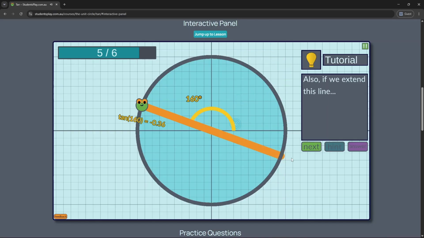Also, if we extend this line down to here, we can see that it's kind of the same line we got in the last question with negative 20 degrees. Interesting. And then also you can see how we have a 20 degrees here. So we've got some similarities there. So it makes sense to get the same answer for both. If it's the same line really, then it should have the same gradient, as long as we run from left to right.